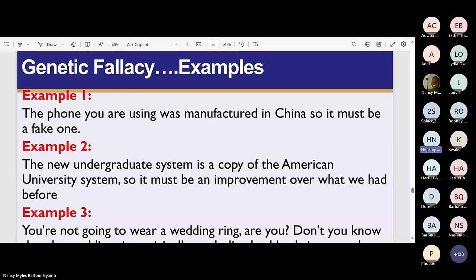Genetic fallacy. Example one: the phone you are using was manufactured in China, so it must be a fake one. Listen to the second. The China people have suffered, and they are fighting. So do the second one.